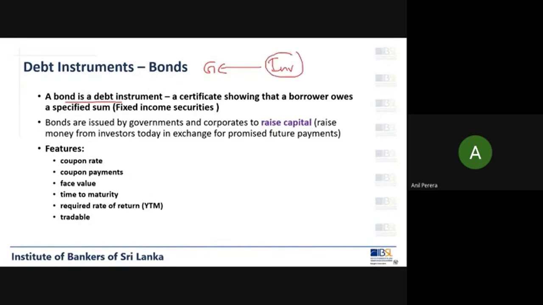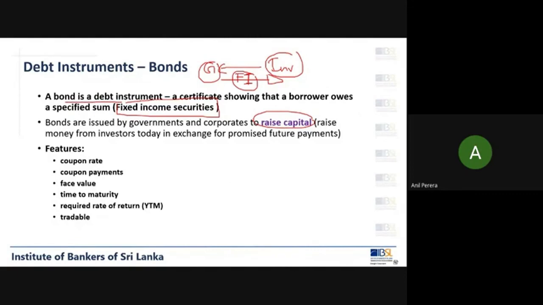A bond is referred to as a fixed income security. Why? You pay a fixed amount of cash or money to the investor. So a government bond or a private bond is referred to as a fixed income security. Why are these issued? Principally to raise capital, raise money from investors for the activities that you are undertaking, with a promise to pay in future.